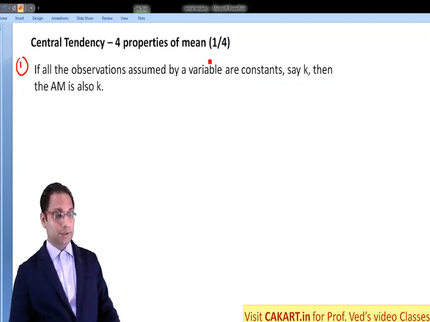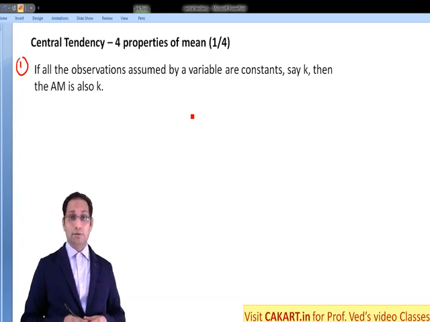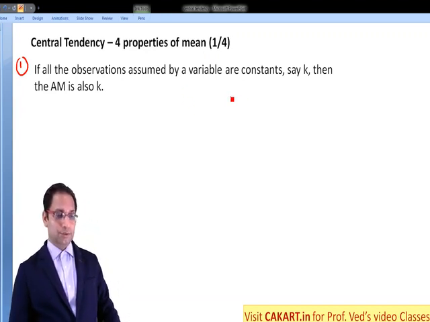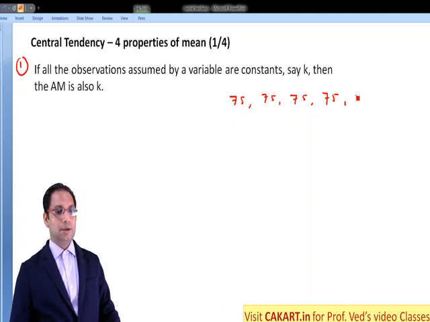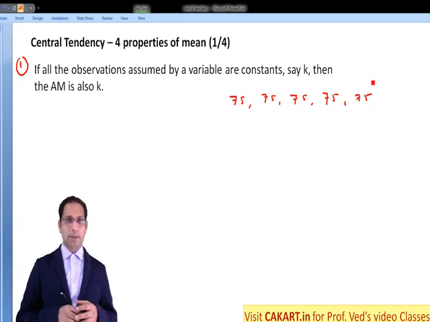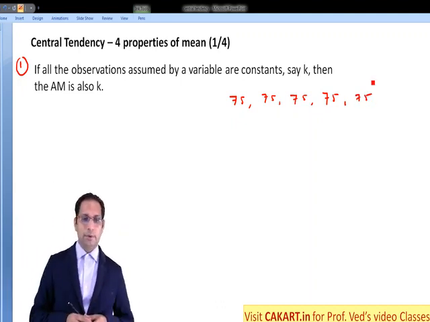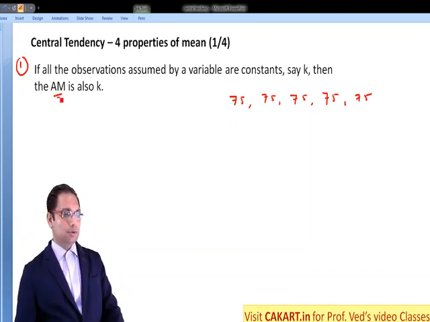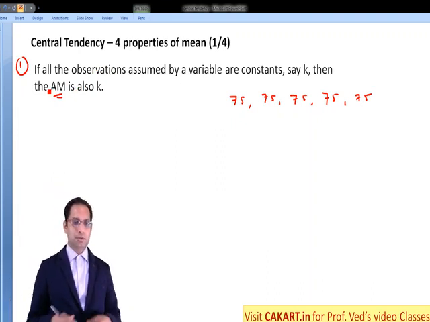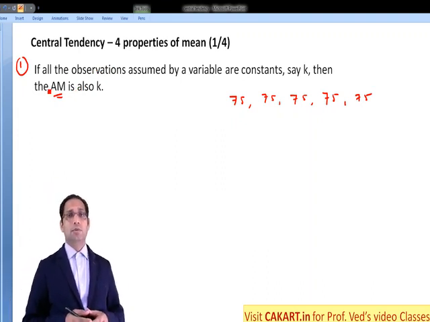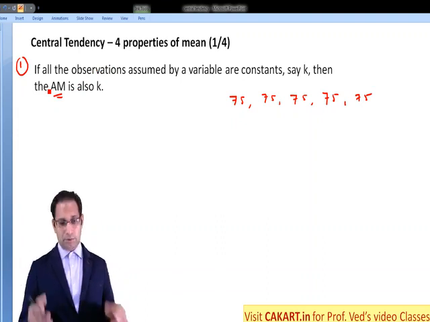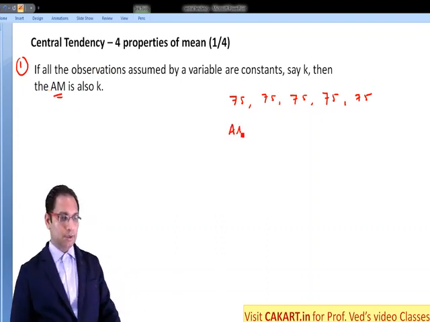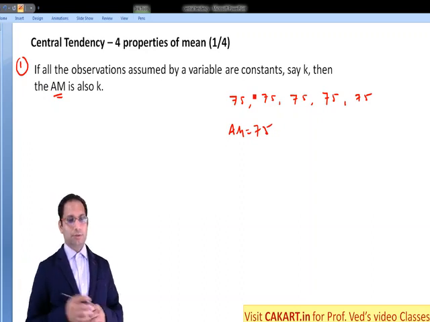Let us take an example. Say there are 5 students in a class, and all of them scored 75 in maths. What is the arithmetic mean? According to this property, because all the numbers are the same, the arithmetic mean should also be the same number, which is 75.